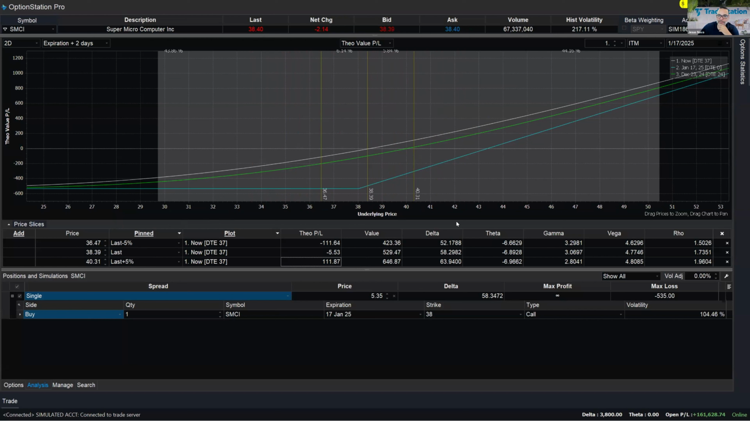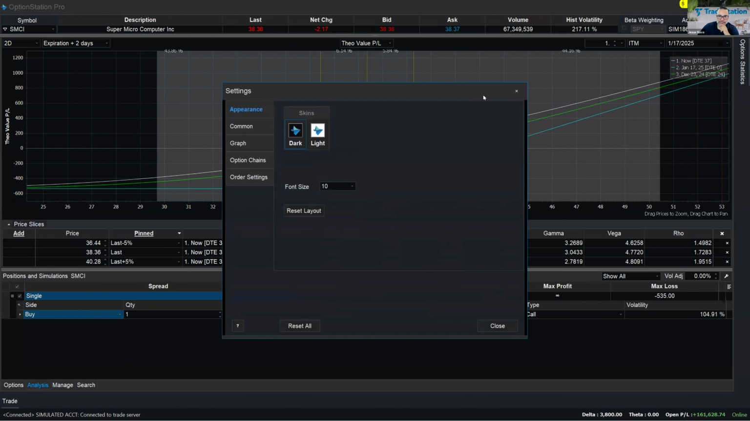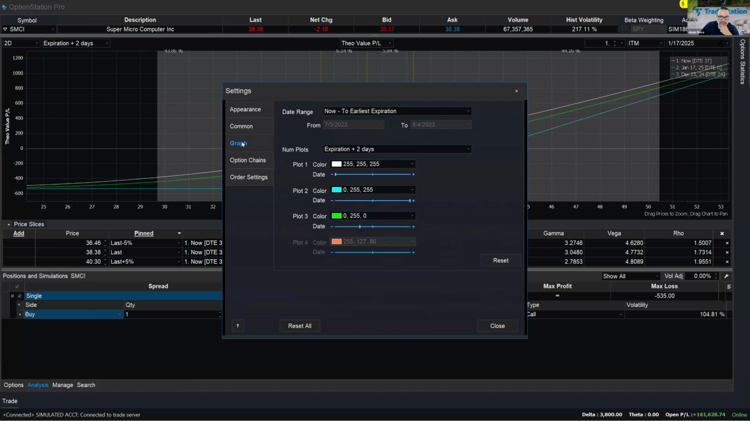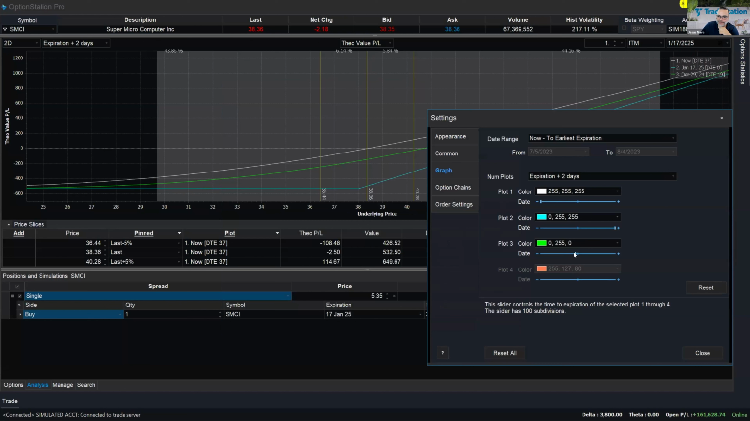And let's say, for example, that we want to hold it until the end of December. Now, December here is December 23rd. We can adjust that if we want to. I can go here to the settings of OptionStation Pro, to the graph, and I can say the green line, as I slide this little slider left and right, you're going to see how the green line changes in the background. Let me move this over so you can see it. You see the line moving? You also see the date changing here.